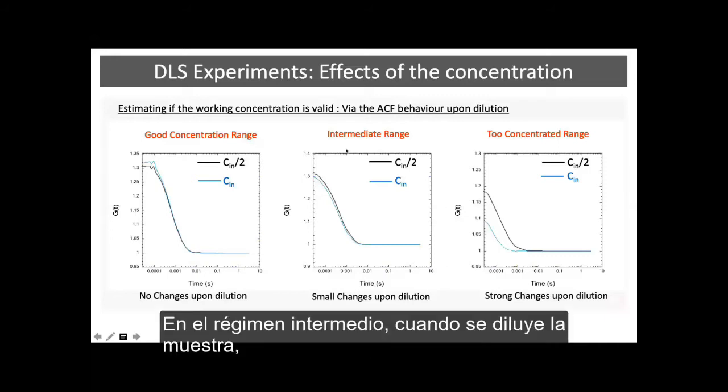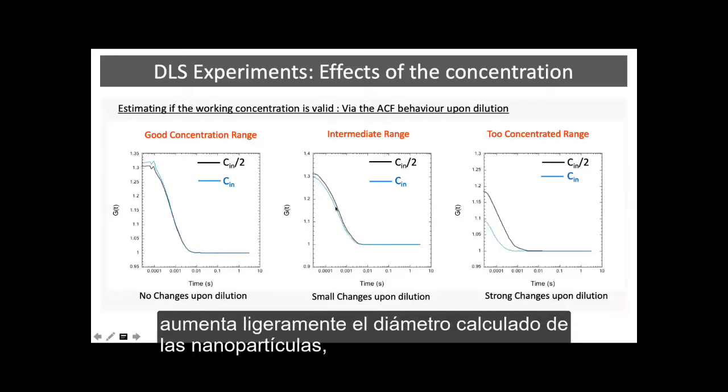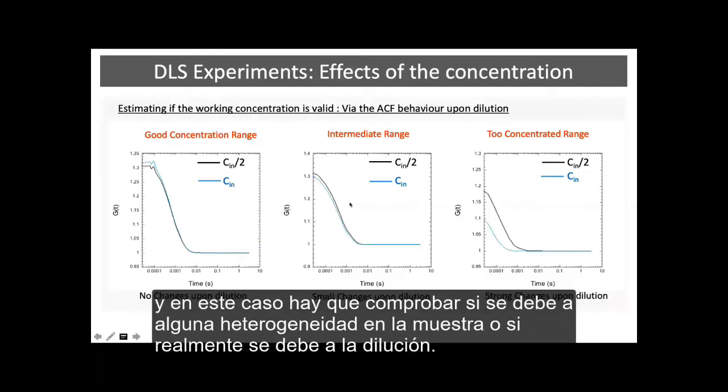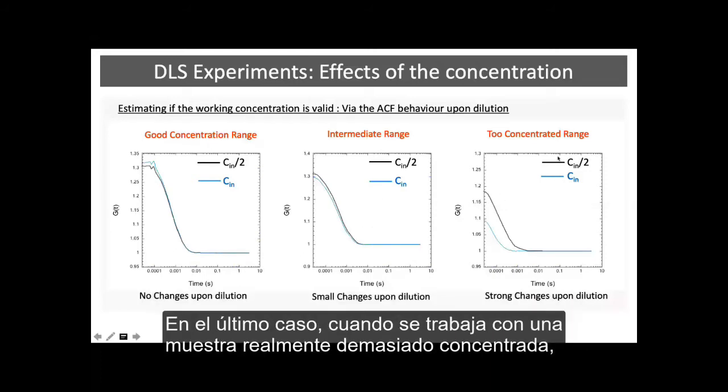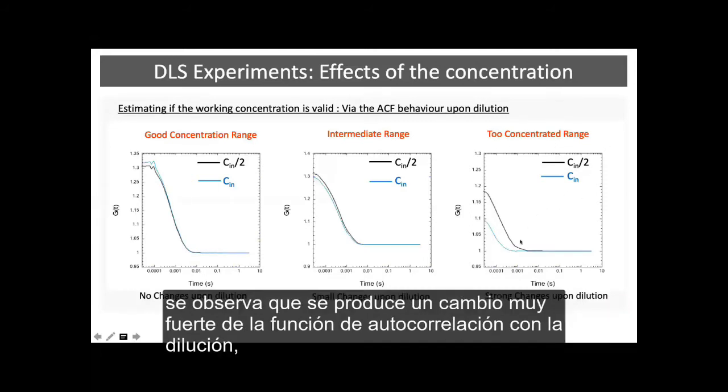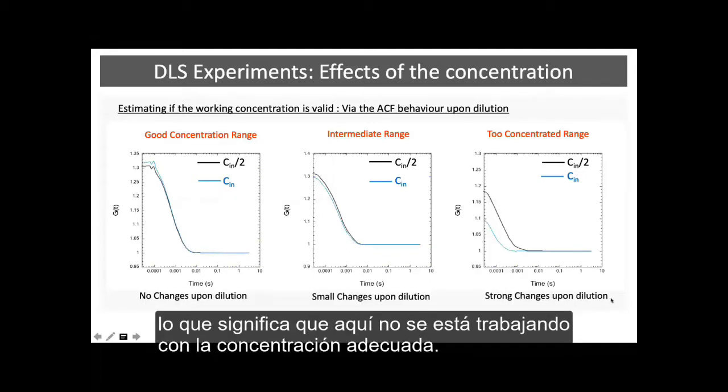In the intermediate regime, when you dilute your samples, you see that you slightly increase the diameter of your nanoparticle. And in this case, you have to check whether it is due to some heterogeneity of your sample or if it's really due to dilution. And in the last case, where you're working at too concentrated range, you see that you have very, very strong changes in the autocorrelation upon dilution, which means that here you're not working at the right concentration.